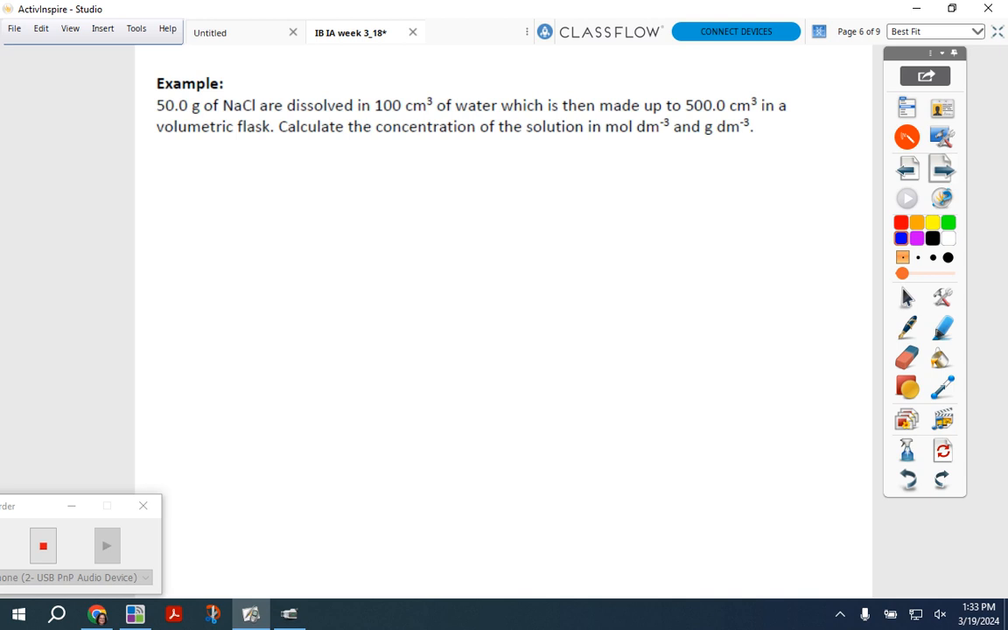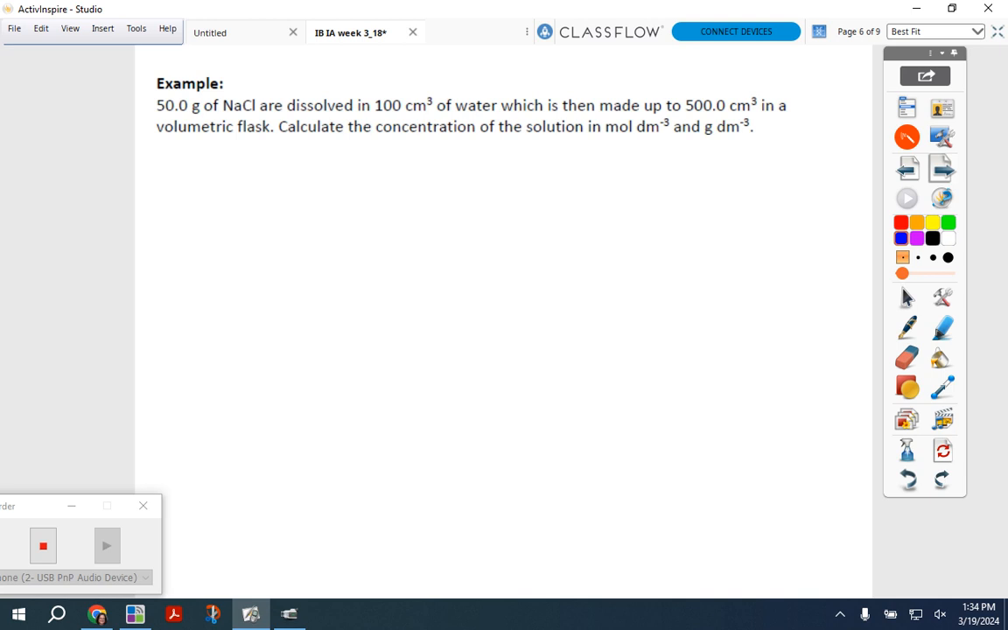So typically what they're saying here is you dissolve it in some amount of water that is less than the final amount you want, put it in your volumetric flask, and bring it up to 500. Okay, so that's what's happening here. So we're taking 50 grams of sodium chloride, we're dissolving it, and then making it up to 500 centimeters cubed, which is 500 milliliters. And we want to know the concentration of the solution, first of all, in moles per decimeter cubed, and then also in grams per decimeter cubed.